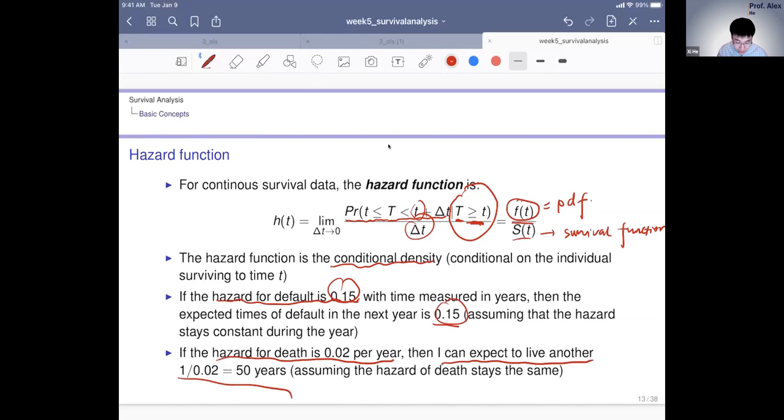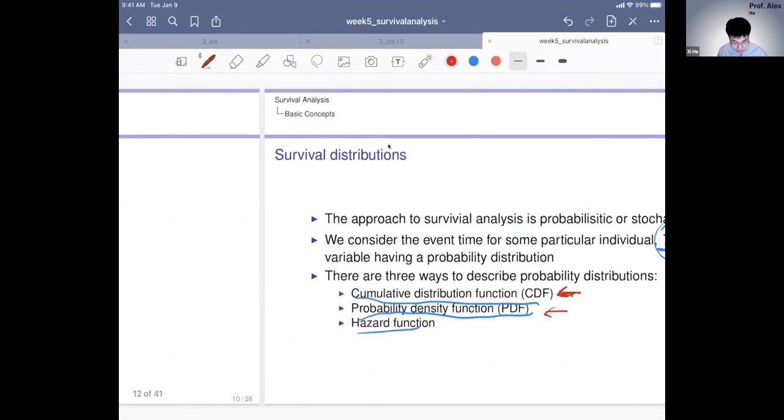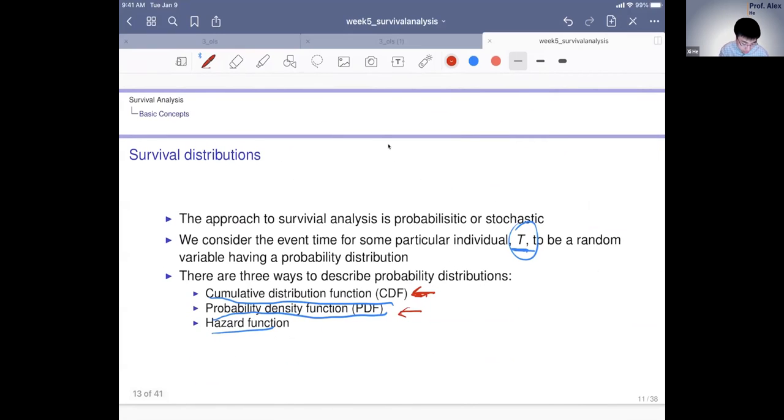And you can see that it's just a function of the PDF and the survival function, which is 1 minus the CDF. And the PDF is also a function of the CDF. So this is just a function of the CDF and it corresponds one-to-one to the CDF. So as I said, these three things right here, the CDF, PDF, and hazard function, once you know one of them, you know all of them.